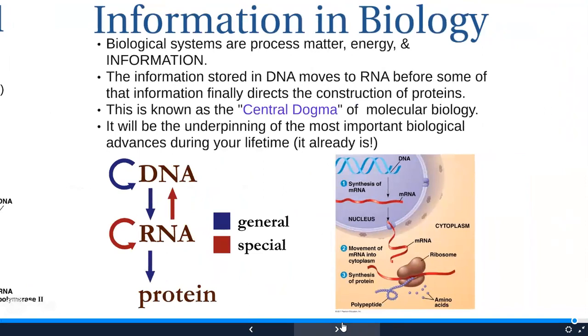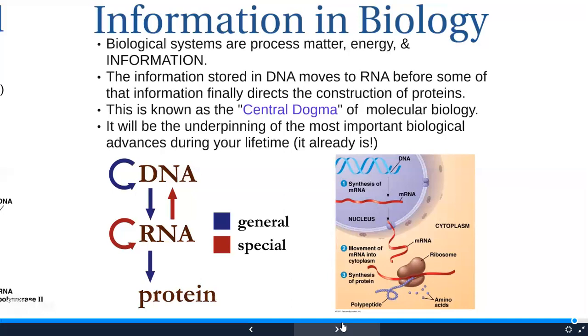Now, biological systems work a lot like computer systems in a way. They store and transmit energy, or excuse me, information. They do store and transmit energy as well, but information processing basically. So the information is stored in the DNA, much like it may be stored in a hard drive on a computer. That DNA information needs to move to RNA before that information eventually becomes a protein. So it's much like your hard drive and your working memory and how that might interact with, say, your GUI to show the video on your screen.